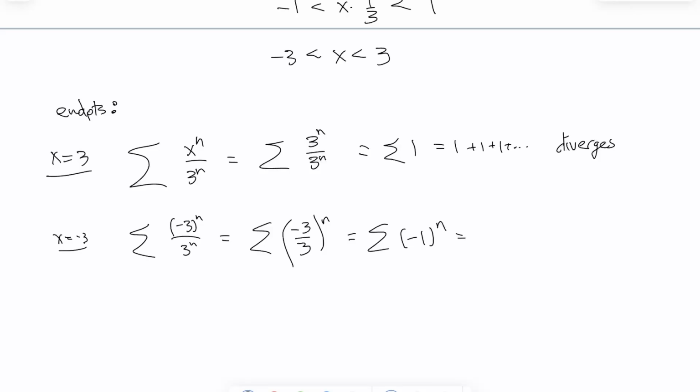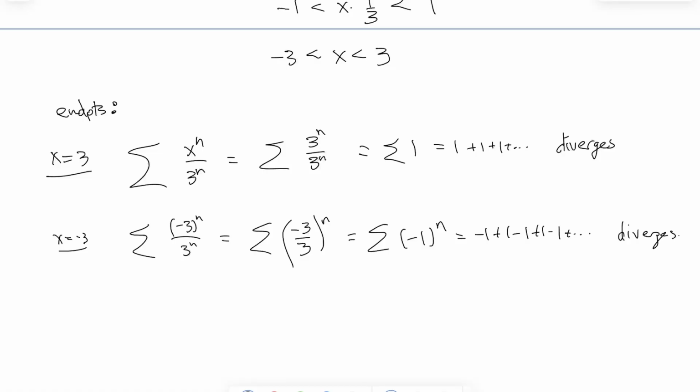So I'm starting n at 1, I guess. And this also we have discussed in the past. This also diverges. This is the one where you keep on doing minus 1 plus 1 minus 1 plus 1. That also diverges.